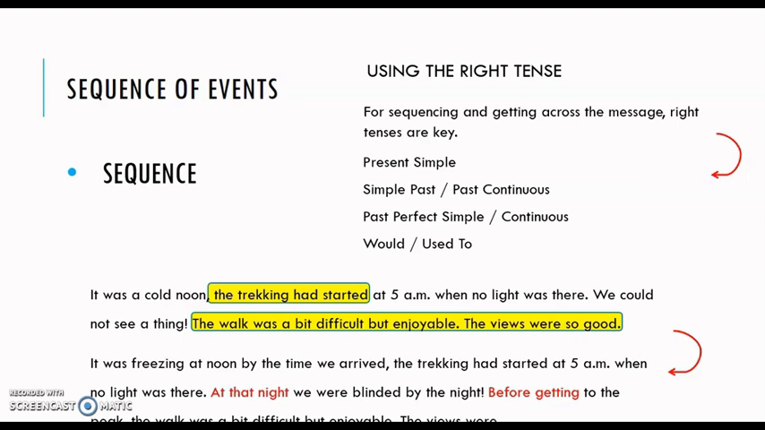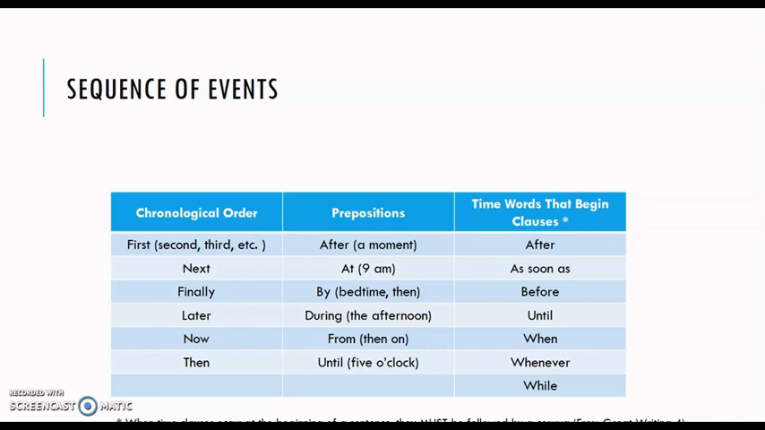The trekking had started at 5 a.m. when no light was there. At that time, we were blinded by the night. Before getting to the peak, the walk was a bit difficult but enjoyable. The views were, and the text goes on. So these elements that are in red, at that night or before getting, are what we can call connectors and relationship words.